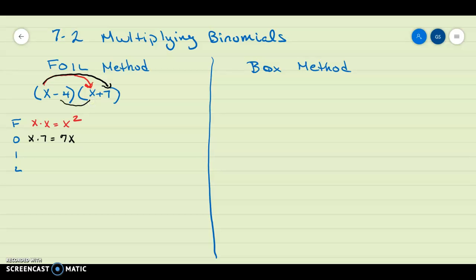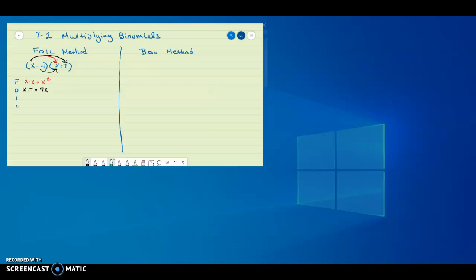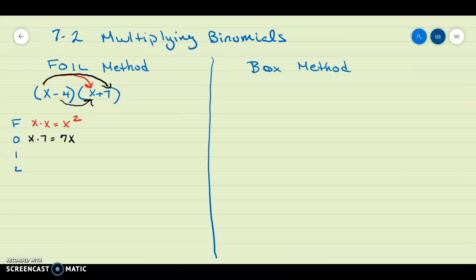That's what the I stands for. And that's going to be negative 4 times x, which is equal to negative 4x. And then we're going to do the last. So the last term in each binomial. So it's negative 4 times 7, which is equal to negative 28.